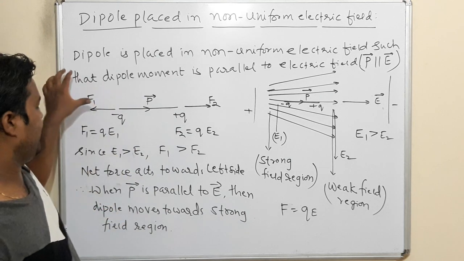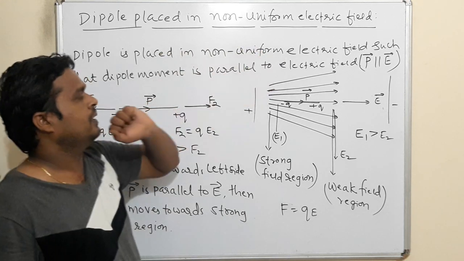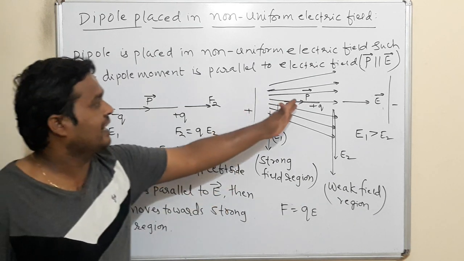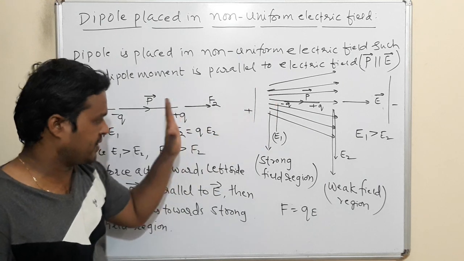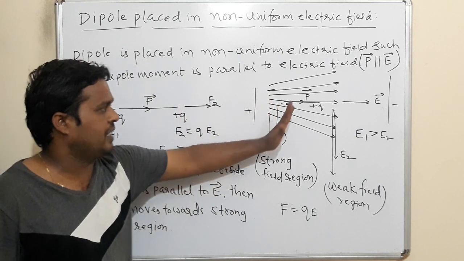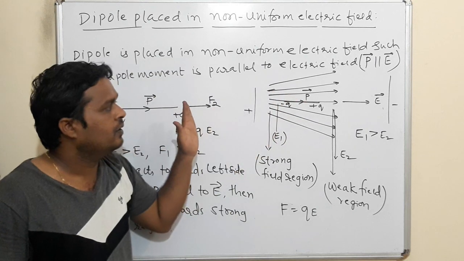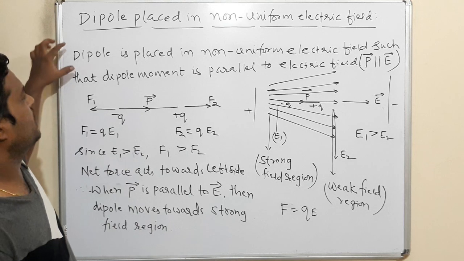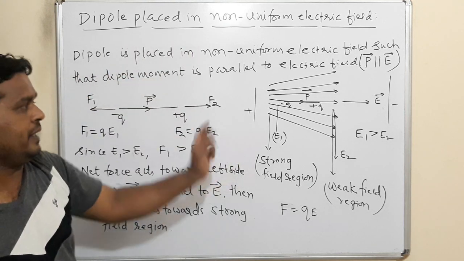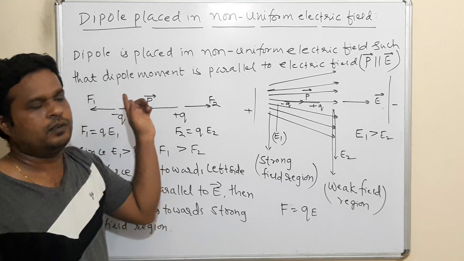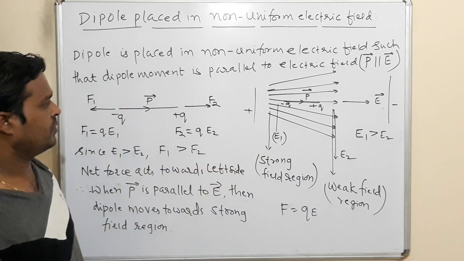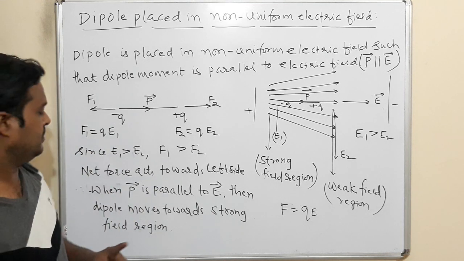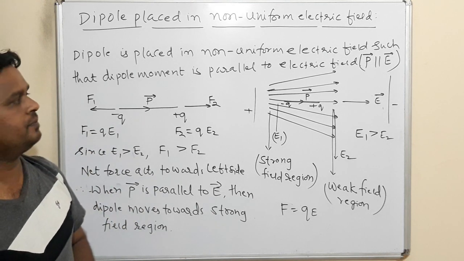And the overall meaning is, if I place the dipole such that the dipole moment is parallel to the electric field, then the dipole will experience a force towards the left. Therefore, I can say that the dipole is moving towards the strong field region. That means if the dipole is placed in such a way that P is parallel to E, it moves towards the strong field region. That means it is executing translatory motion.